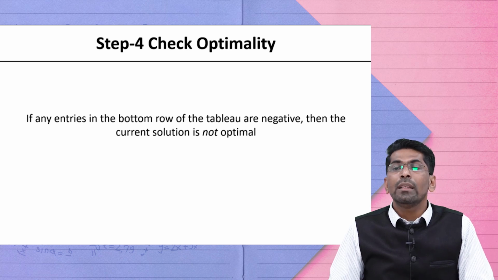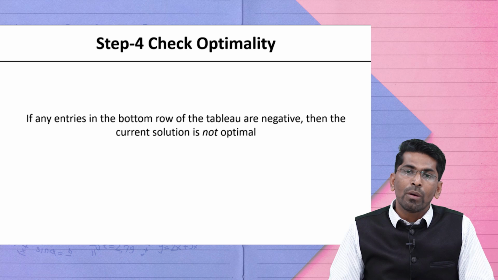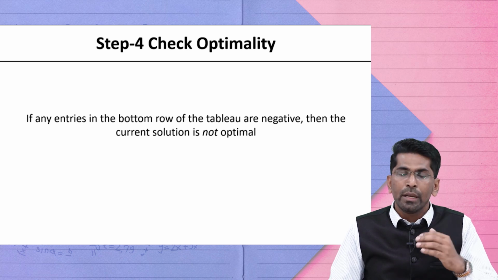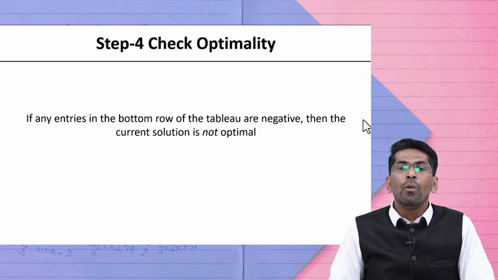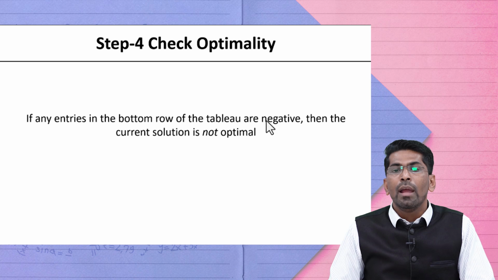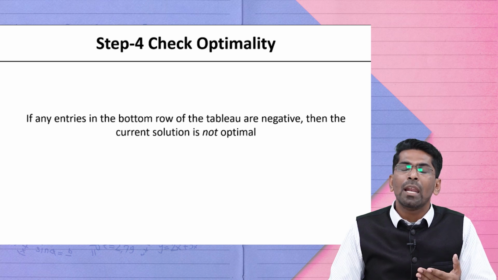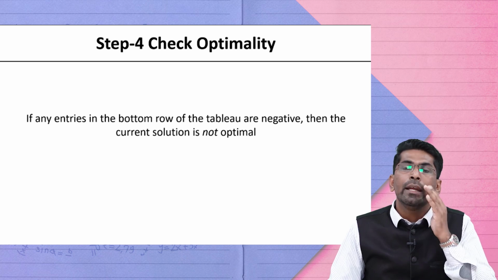To check whether the given solution is optimal or not, using this particular given tableau, we look at whether all the entries in the bottom row of the tableau are negative or not. If one of the elements is negative, then we can say that it is not optimal.